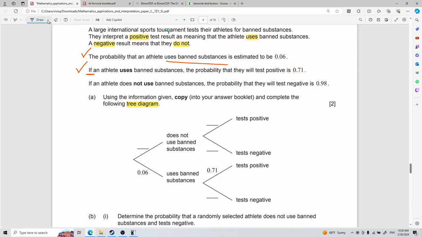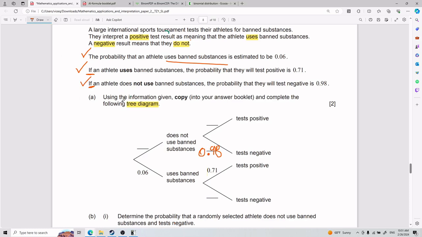And this last part, as we can see, has if an athlete does not use banned substances, so kapow, now I'm going this way, does not use, right? The probability that they will test negative is 0.98. And so this testing negative right here, the 0.98, I have to put it right there. 0.98. Let me just make that a little more pretty. 0.98. All right, I don't know how much prettier that was or not, but whatever. Point is, this third thing, I now just put into my diagram. There it is, 0.98.